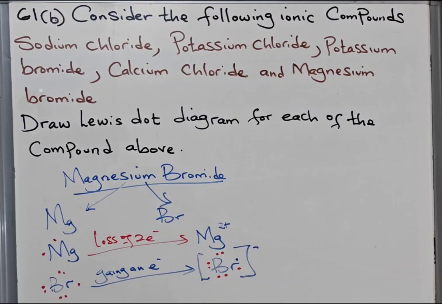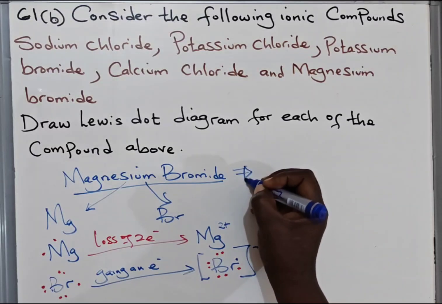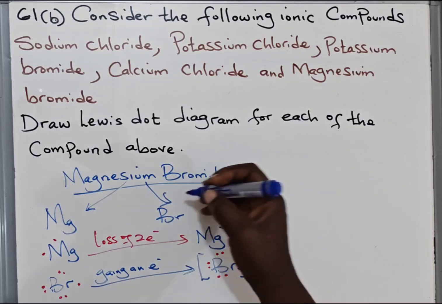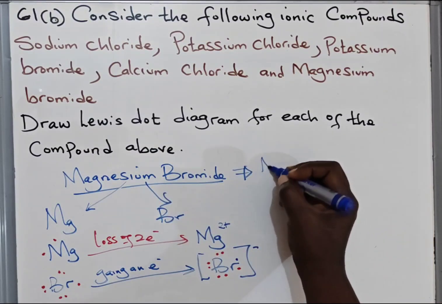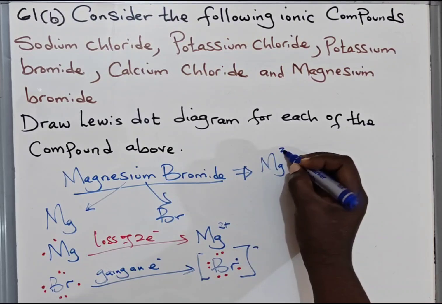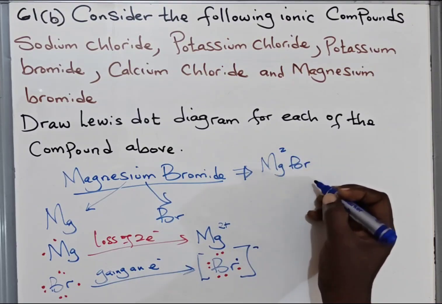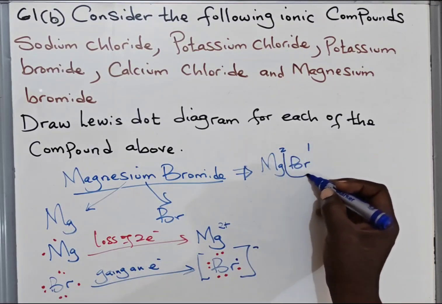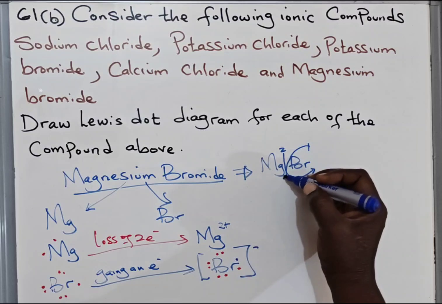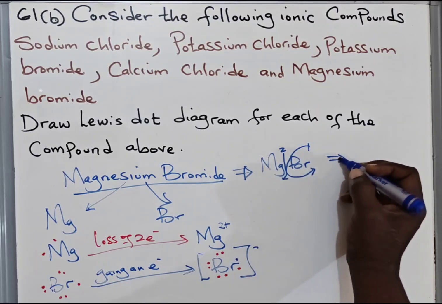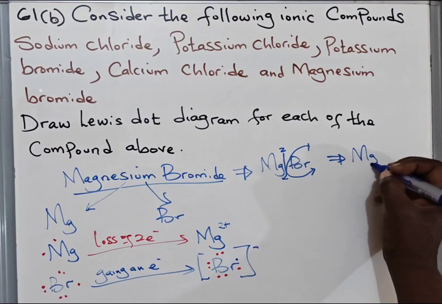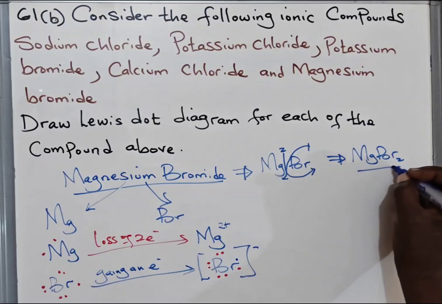But now we need also to know something which is very important here. When you're writing the molecular formula for magnesium bromide, we say magnesium is group 2, so it's valence 2. And bromine is group 17, valence 1. So remember, these are supposed to exchange the valences. So this one goes there, and this one comes here. With that, what do we get? We have our formula. The formula is going to be MgBr2. This is the formula.